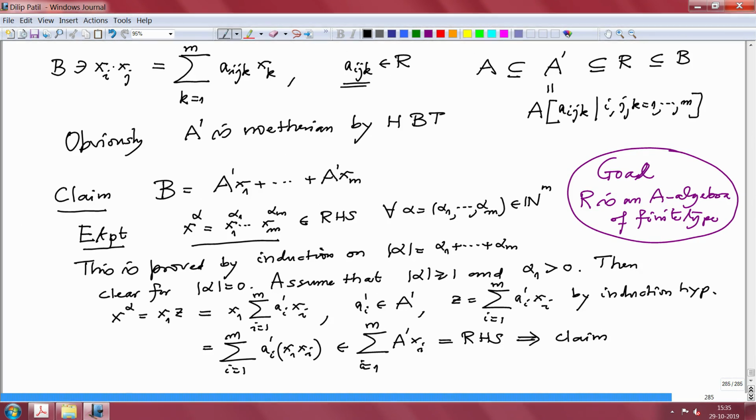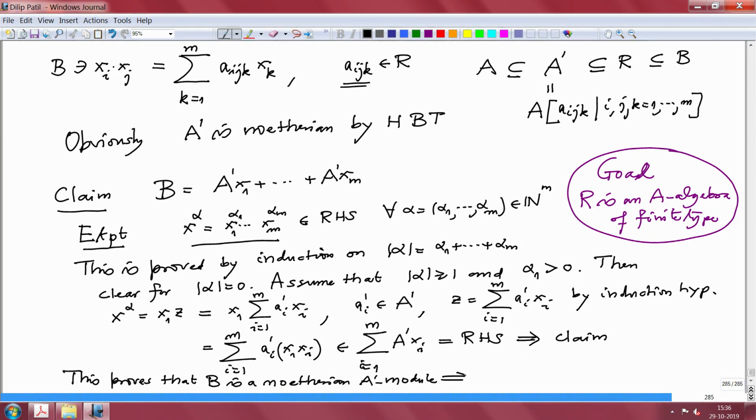Once you have proved the claim, then what did we prove? So this proved that it's a finitely generated module over A prime, and A prime is Noetherian by the Hilbert basis theorem. So this proves that B is a Noetherian A prime module, and therefore every submodule is finitely generated, and R is an A prime submodule of B.